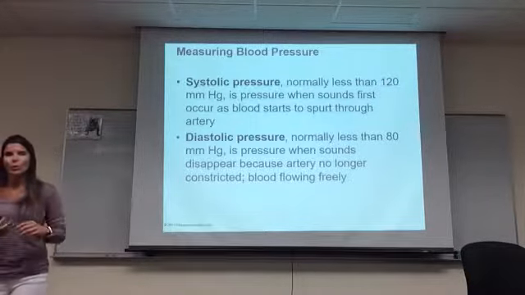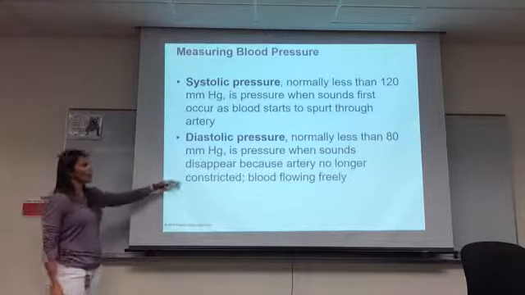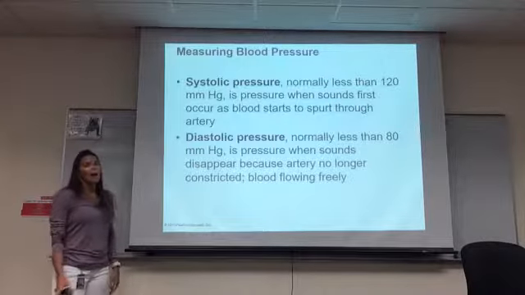So textbook number is 120. Diastolic is the pressure of diastole, which is that relaxation. Textbook number 80, again they're measured in millimeters of mercury.